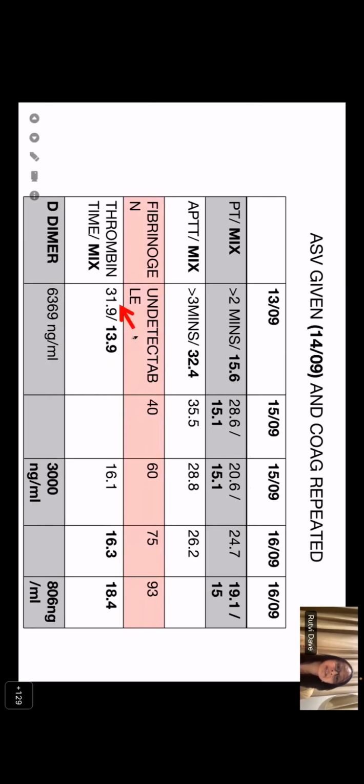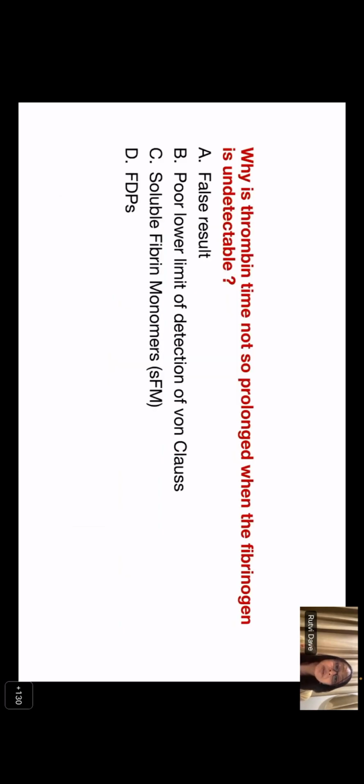So now, if you look at this, the thrombin time is 31.9 seconds, even when the PT and APTT are significantly prolonged. So why is it that the thrombin time is not so prolonged, even when the fibrinogen is undetectable? Is it a false result, poor lower limit of detection of fibrinogen, soluble fibrin monomers, or FDPs? Fibrin degradation products.